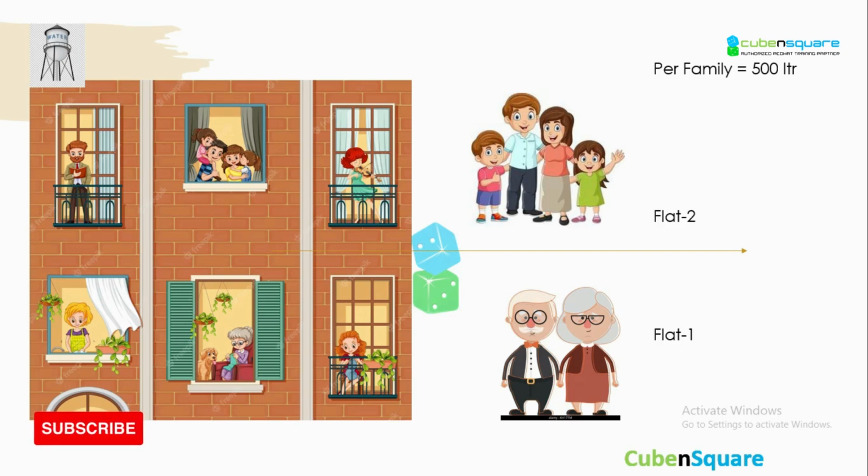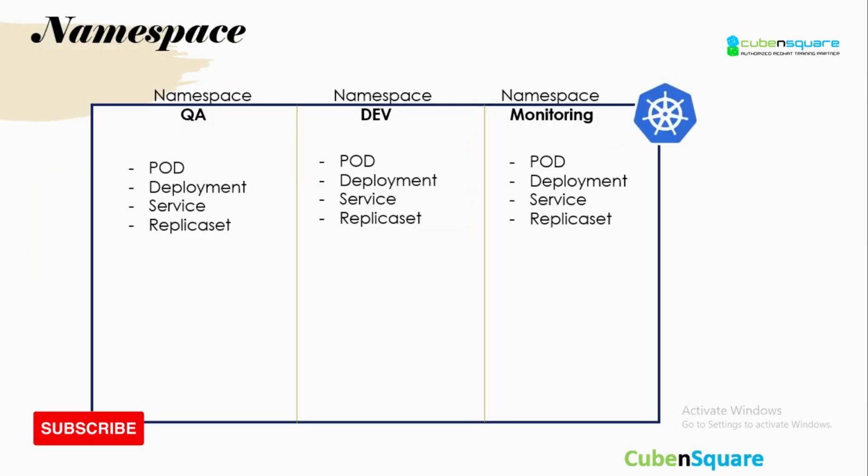At the same time, we also make sure that we have a quota limit set for the water consumption. For example, flat 1 can consume 200 liters of water. That is the quota limit being set. Flat 2 can have a 500 liters water limit per month, so that the utilization of the water is managed properly. Similarly with respect to namespace as well.